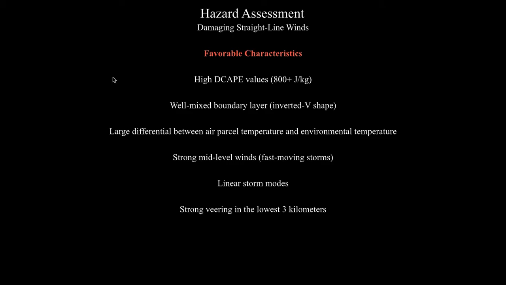And something that can help generate significant straight line wind damage is if you've got strong turning of the winds in the lowest 3 kilometers. So we kind of highlighted this in the criteria for tornadoes. If you have strong turning in the lowest 1 kilometer, then you're going to have stronger rotation potentially within the thunderstorm.